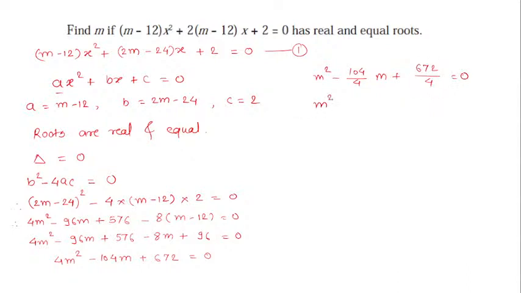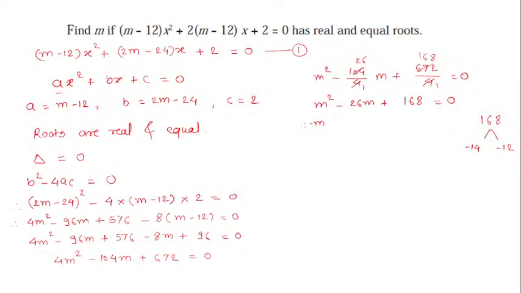So we get the quadratic equation in the simple form as m square minus 26m plus 168 is equal to 0. Now we can solve this by the factorization method. We have to find the factors of 168 such that their addition or subtraction must be minus 26. So the factors are minus 14, minus 12. So addition of these two is minus 26 and product of these two is plus 168.